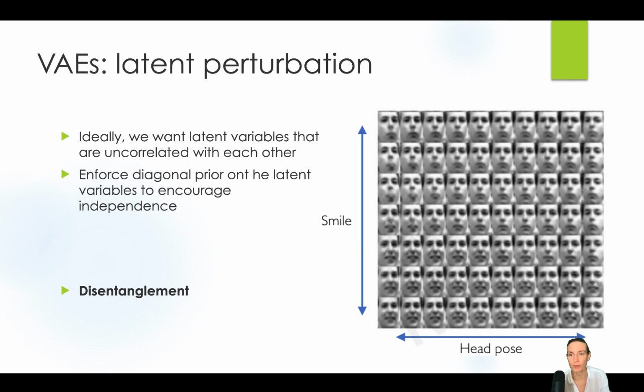So ideally, we'll want latent variables that are uncorrelated, independent as much as possible. So then we can do things like in this graph here, whereby we're varying two latent variables. One is the smile on the y-axis, one is the head pose on the x-axis. So we don't know in advance what these latent variables are going to be, but it turns out that we can identify them by changing their values and seeing what the eventual output of the reconstructed image is.